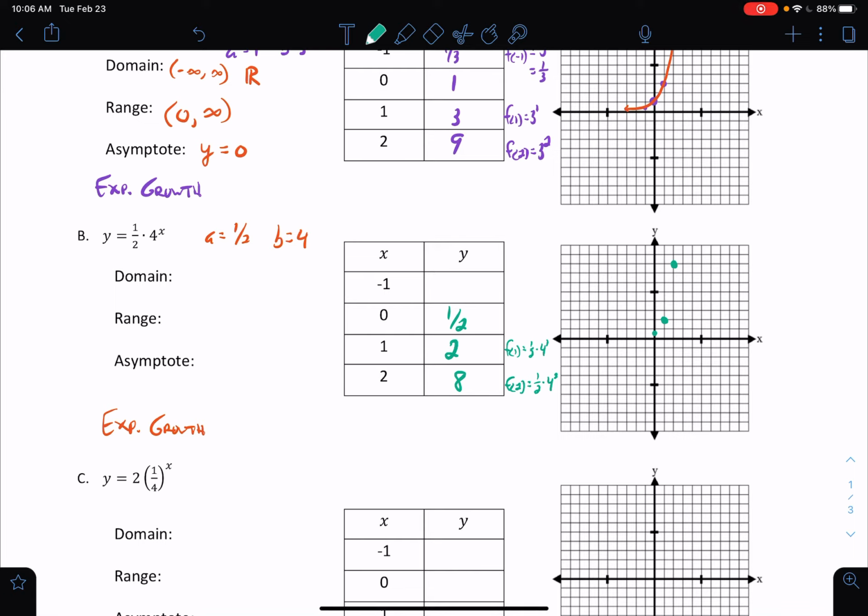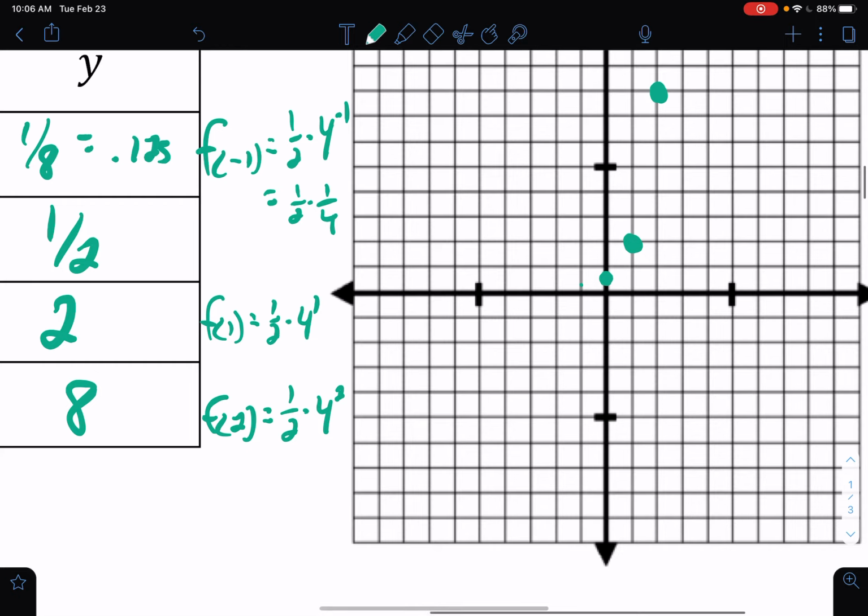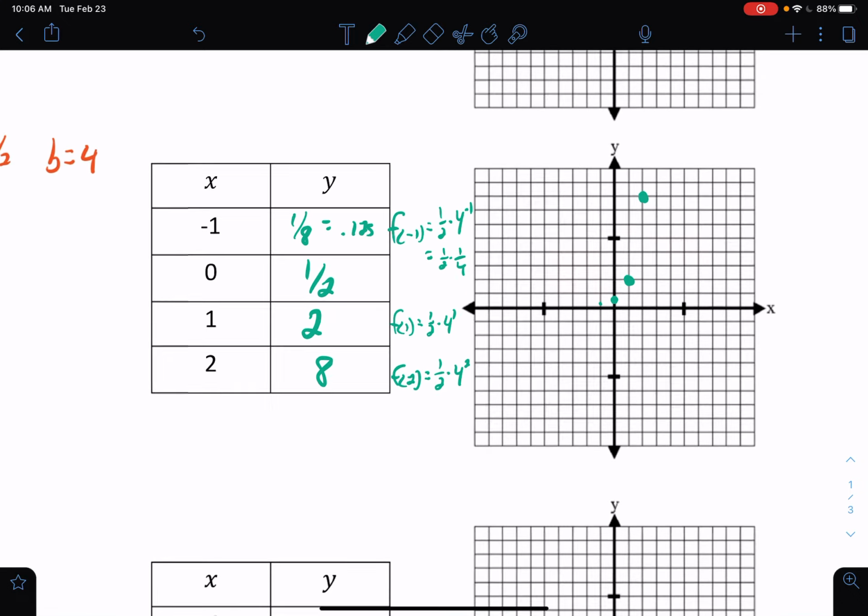And then f of negative 1 equals 1/2 times 4 to the negative first. All right, so that's going to be 1/2 times 1/4, which is 1/8, or also you could say 0.125. Now this is going to be really, really close to 0, just not quite touching 0. So we got our points there.